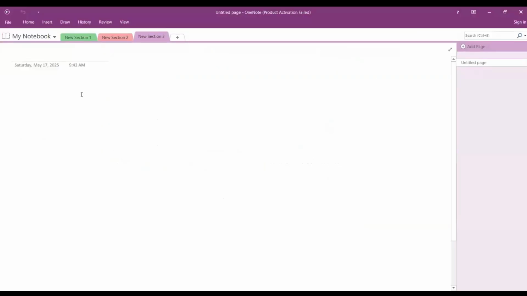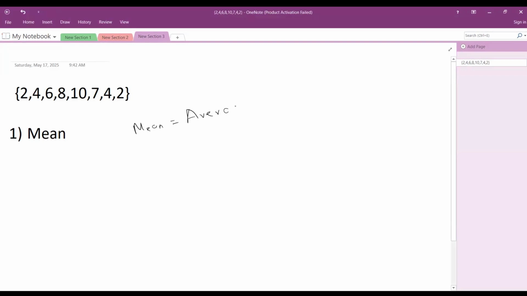Let's take a simple data set. Can you calculate the mean of this data set? Mean is the average, right? So x bar is equal to sigma x divided by n.